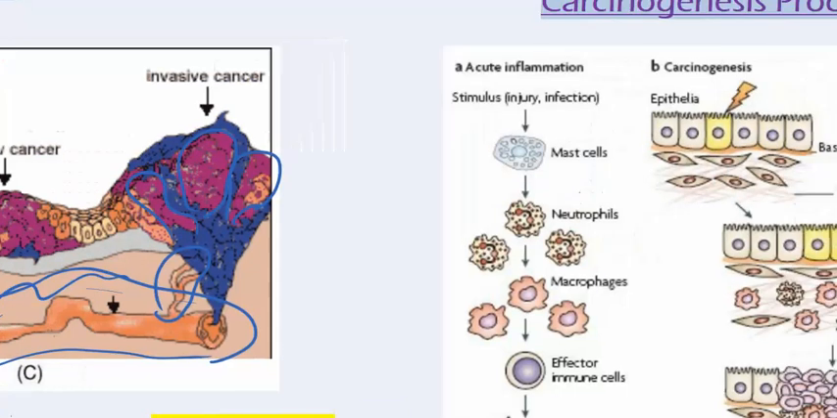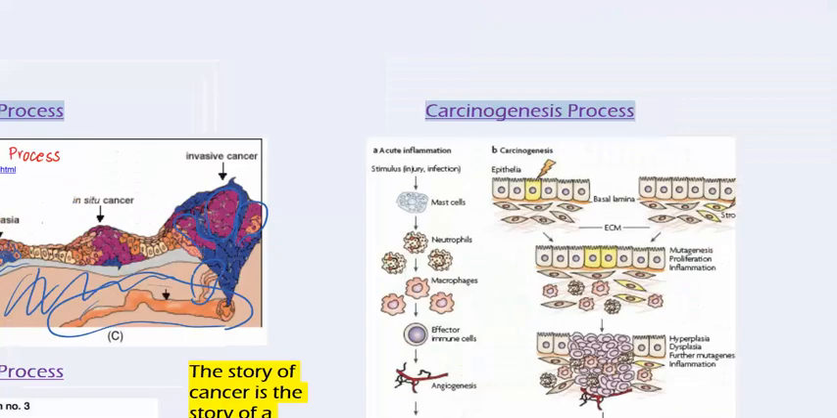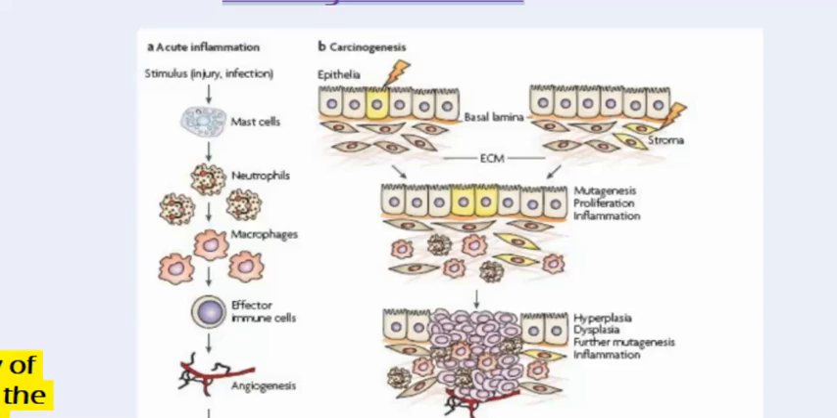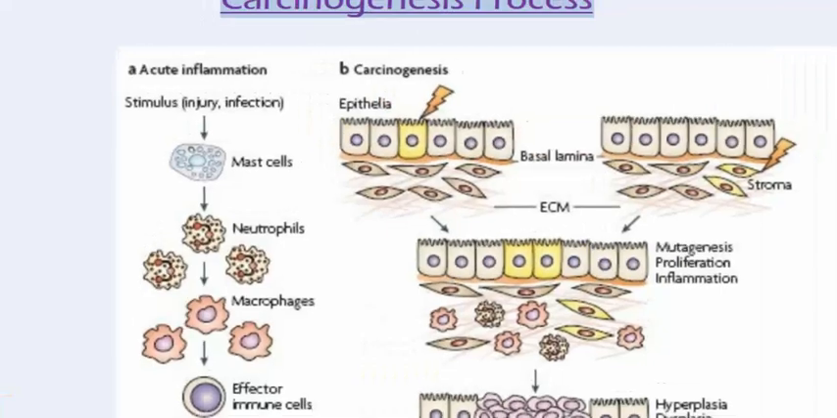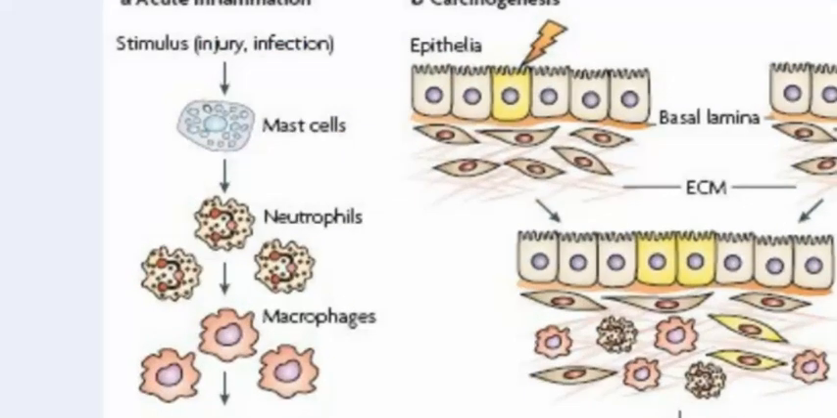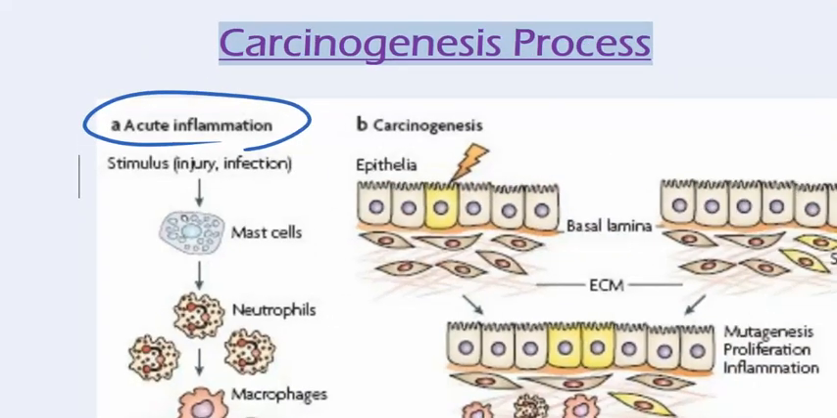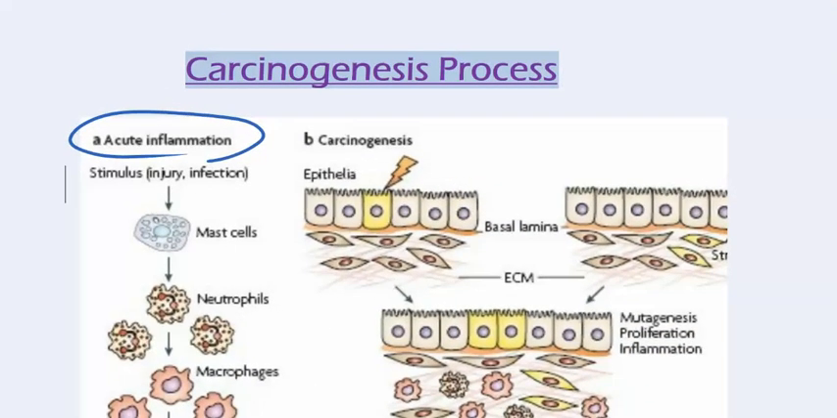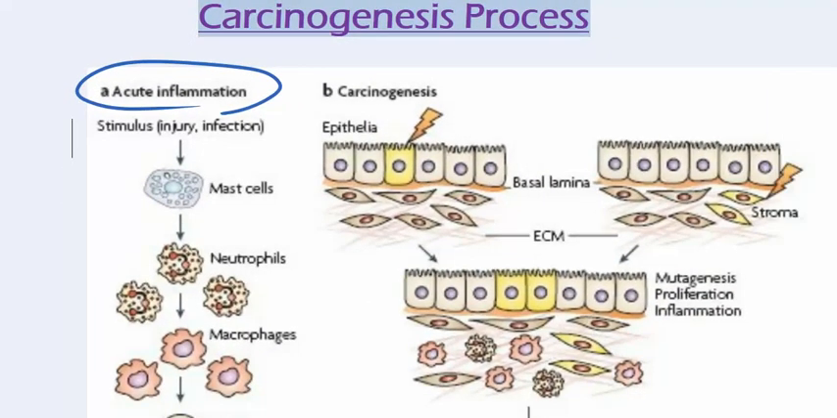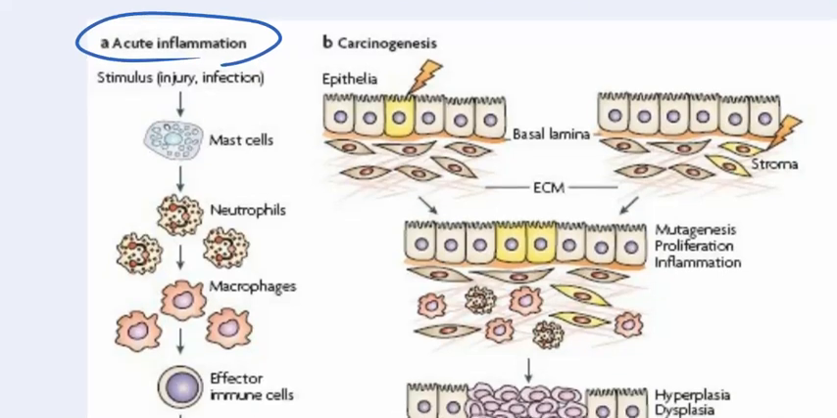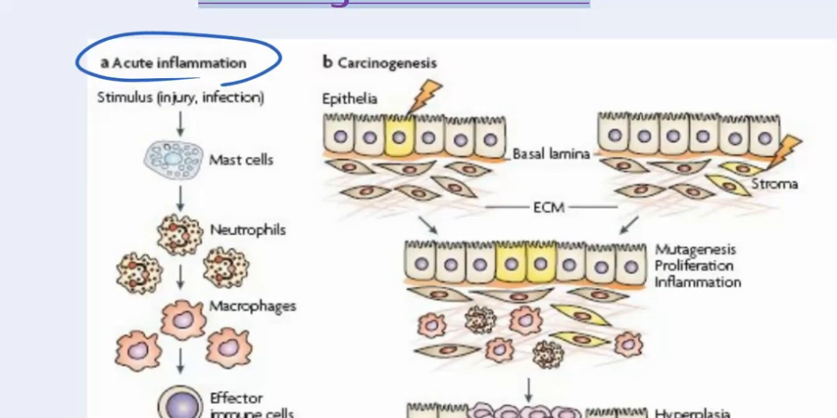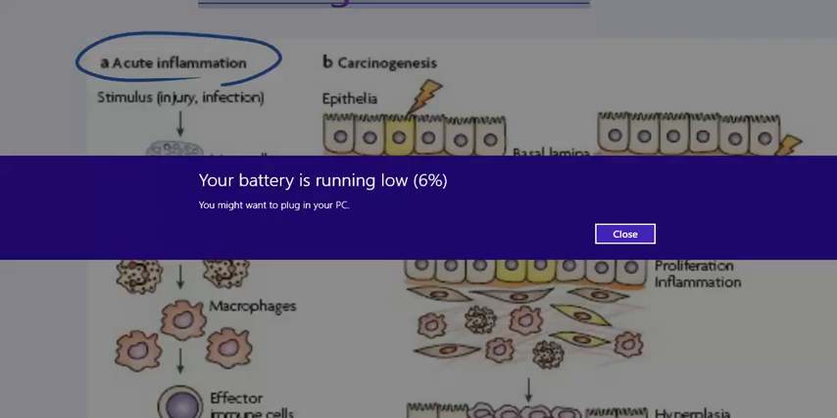Just in case you didn't get this the first time, I'm going to repeat the same information again. In this figure, we have acute inflammation. If you have an injury or an infection, and it results in acute inflammation, the cells that are damaged will eventually start to get repaired. Your body is going to try to regenerate those cells.